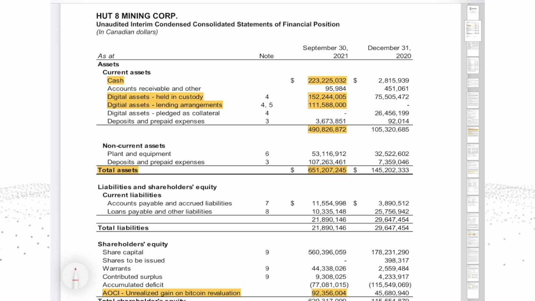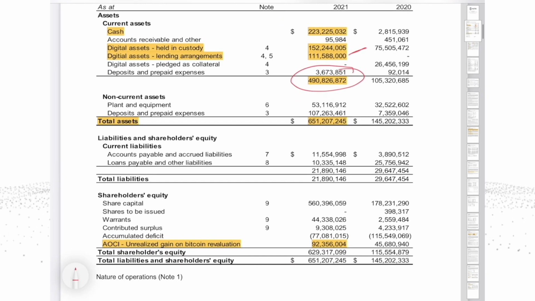So this is the part where they get yield on it, basically, an interest rate on it for having it loaned out. So total is 490 million, which is really nice. I mean, they're doing a great job here. Look at total assets, we're at 651 million, which is really good as well. Huge increase from, obviously, the beginning of the year here.